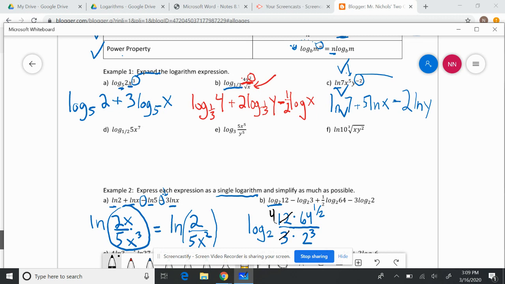Then what we have is the square root of 64. Square root of 64 is 8. So what we have is log base 2 of 4 times 8. Once again, remember the 1/2 is the square root for the 64. 2 cubed is 8, so what we have is an 8. The 8's cancel. So what we have is log base 2 of 4.